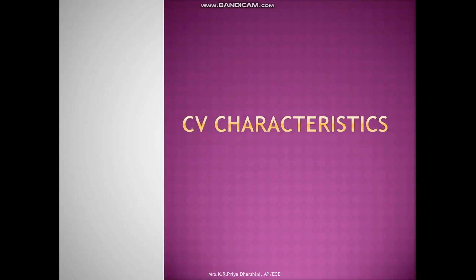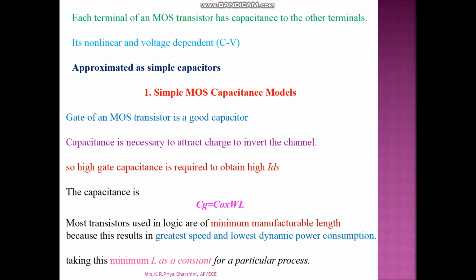Next, we'll see what the CV characteristics are. CV stands for capacitance and voltage characteristics. Each terminal of a MOS transistor has capacitance to the other terminals. It is non-linear and voltage dependent. That is called CV. It is approximated as simple capacitors, simple MOS capacitance models. The gate of the MOS transistor is a good capacitor. Capacitance is necessary to attract charges to invert the channel. So high gate capacitance is required to obtain high IDS. The capacitance Cg is equal to C_naught_X into WL.